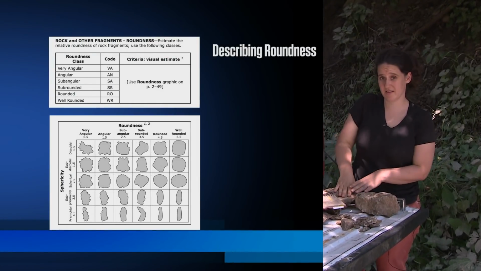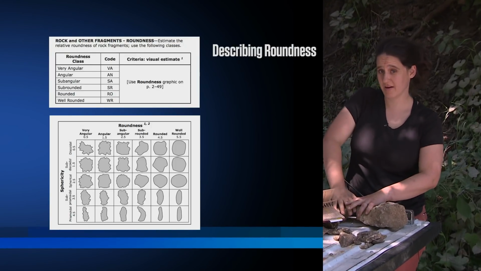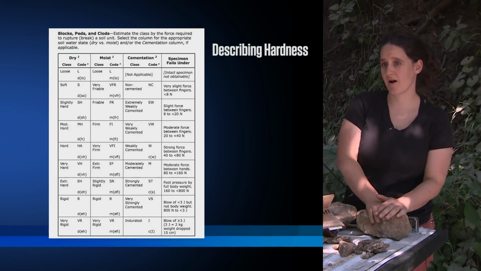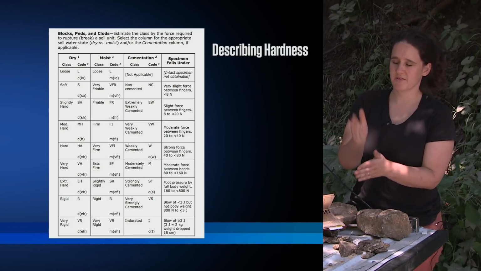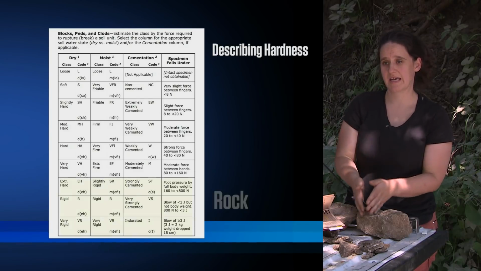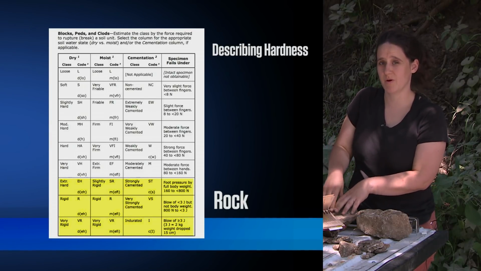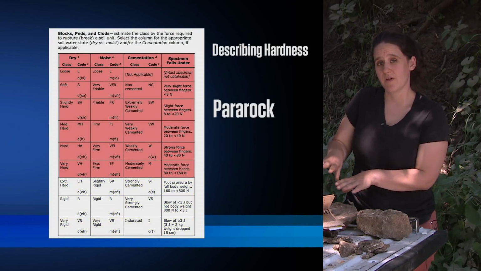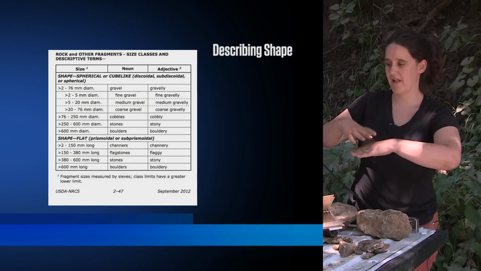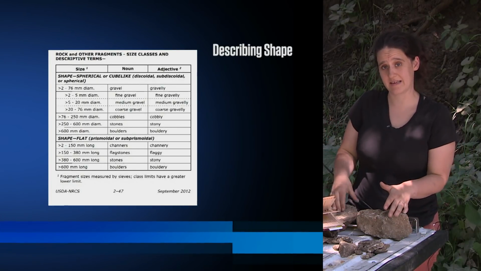The next thing we'll need to describe is roundness. So these will be subangular. Then we also need to describe the hardness, and for hardness, the defining line between pararock and rock is anything more than strongly cemented will be rock. Anything less will be pararock. Then we also need to describe the shape, if they're flat or if they're round. And then we also need to describe the size.